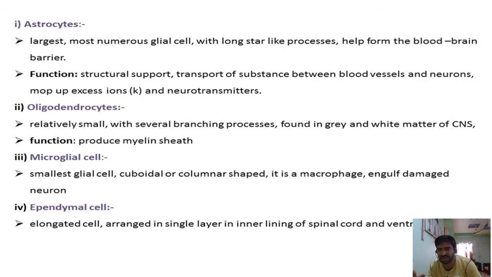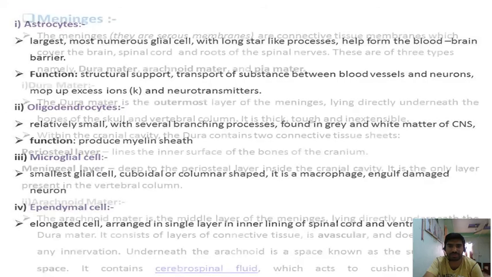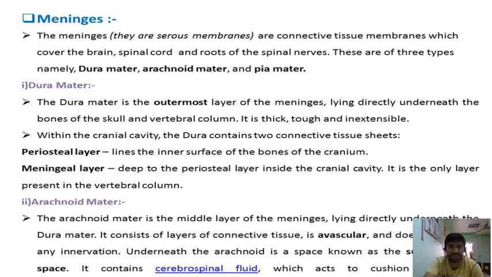Ependymal cells are elongated cells arranged in a single layer, lining the inner surface of the spinal cord and the ventral parts of the brain. Next are the meninges, serous membranes that cover the brain, spinal cord, and roots of the spinal nerves. There are three types: dura mater, arachnoid mater, and pia mater.